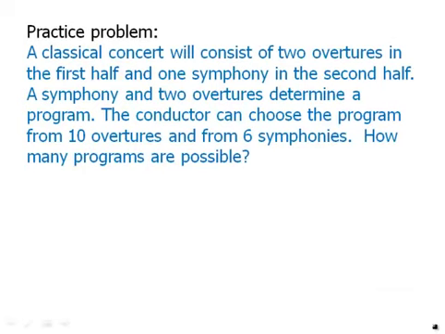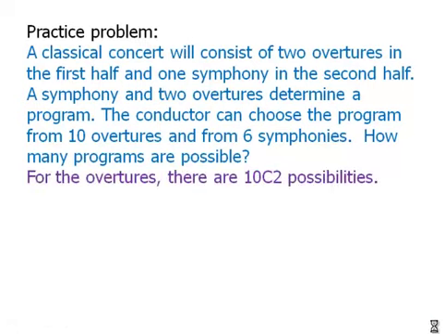Here's a practice problem. Pause the video and we'll talk about this. Okay. A classical concert will consist of 2 overtures in the first half and 1 symphony in the second half. A symphony and 2 overtures determine the program. Conductor can choose the program from 10 possible overtures and from 6 possible symphonies. How many programs are possible?